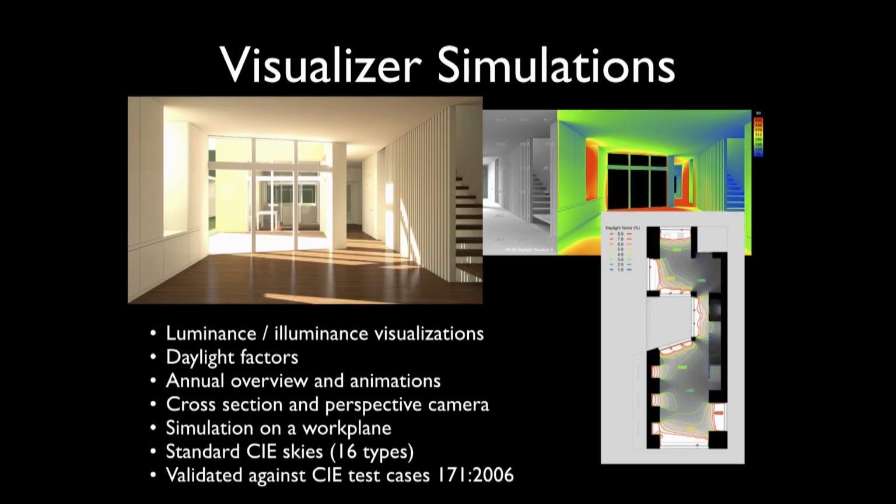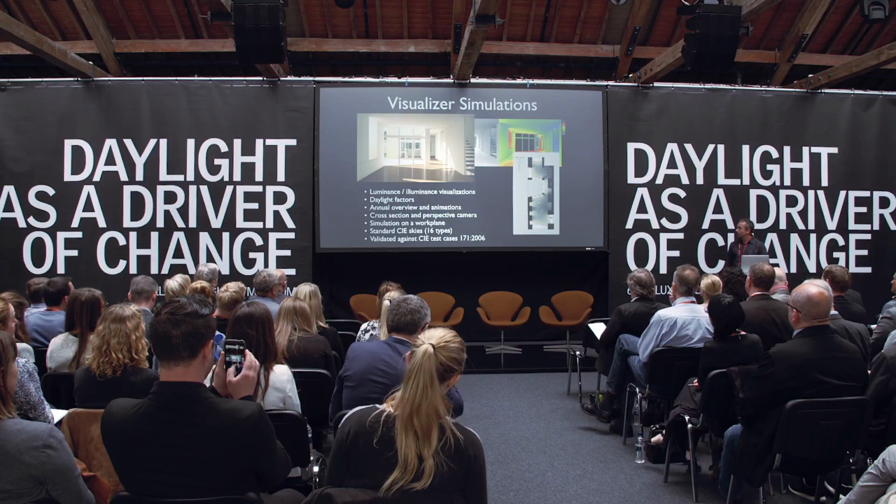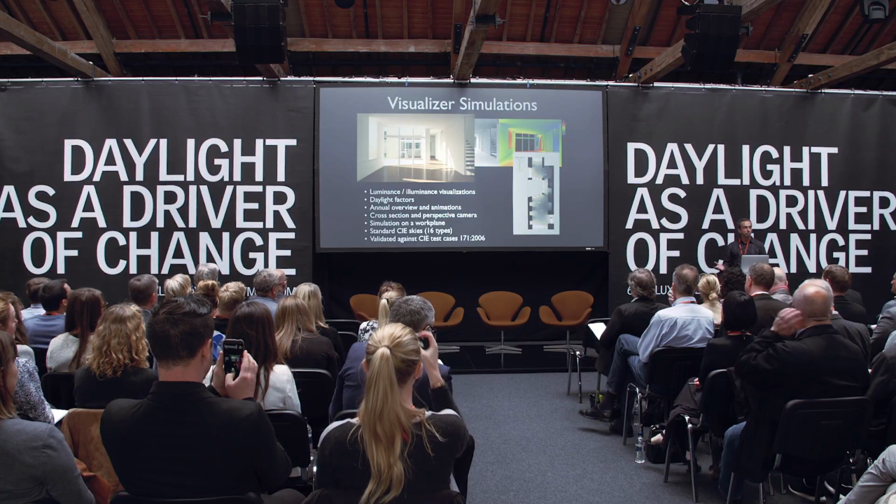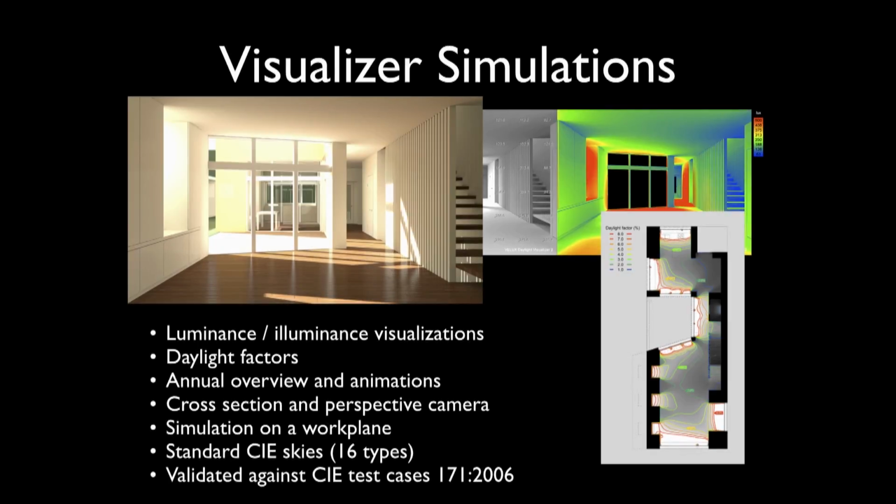And what you can do in it is a number of standard simulations, such as luminance, illuminance, compute daylight factors. We are also looking at enhancing that in different ways. There's been some discussion today whether daylight factors is the right way of doing it, but that's what we do for now. You can do some annual overviews, cross-sections, and false color renderings, work plane simulations. We have all the standard CIE skies. There are 16 types, from cloudy to clear and intermediate types.